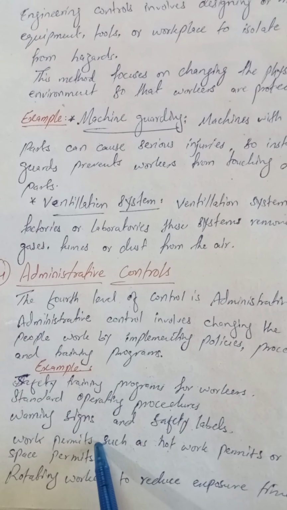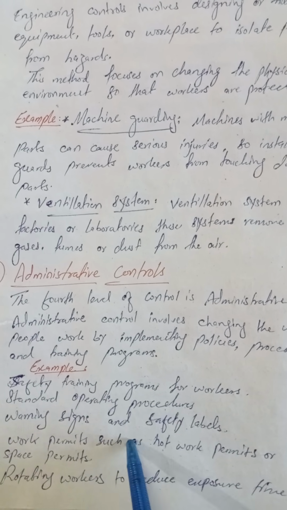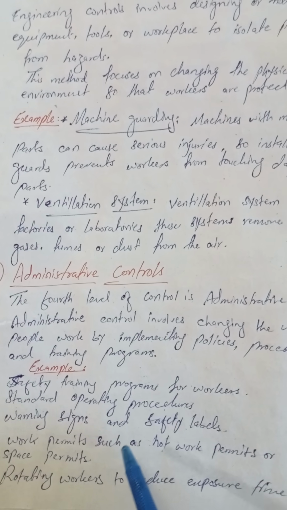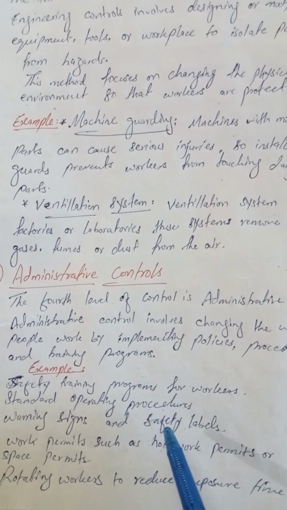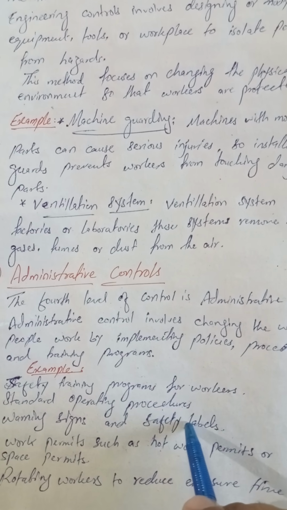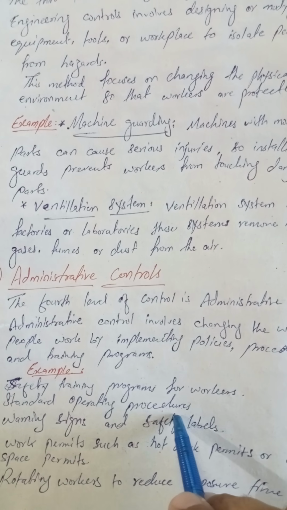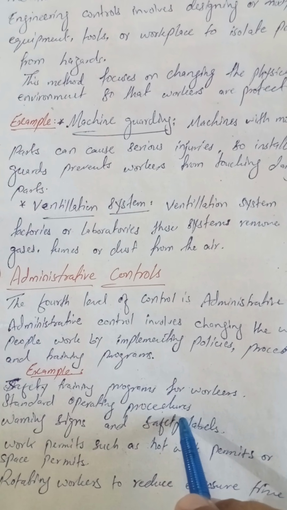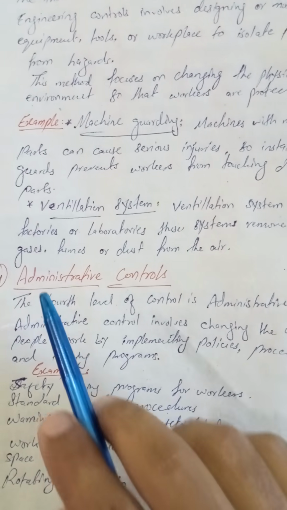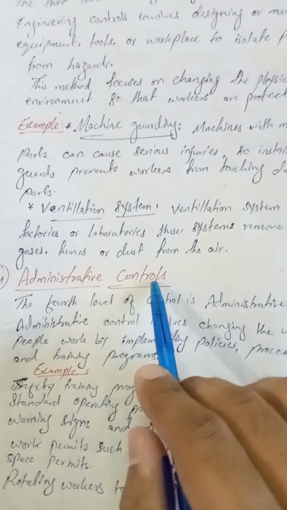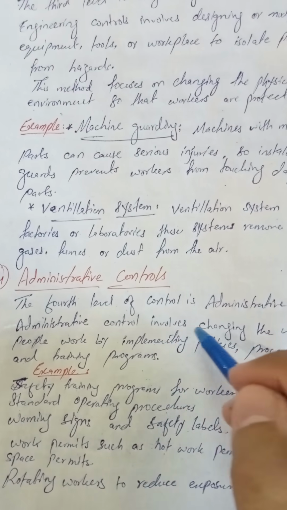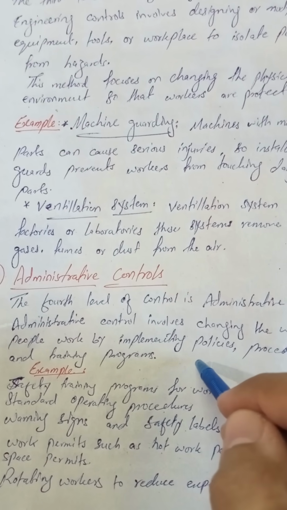Do you know what a work permit is? This is another topic. A permit is a document in which all the hazards, safety protocols, corrective actions, authorized persons, time, and location are mentioned. It is a document that plays an important role in safety protocols. So this is administrative control, which changes the way people work at the work site.